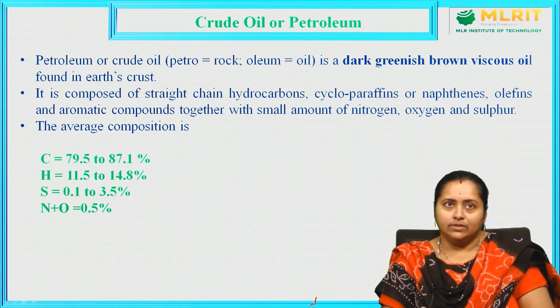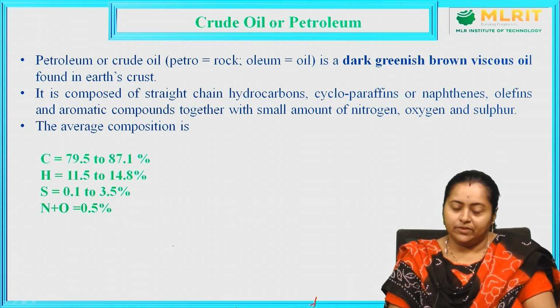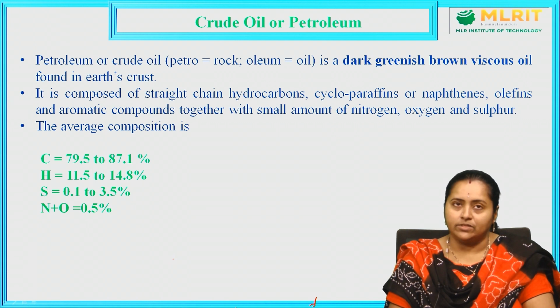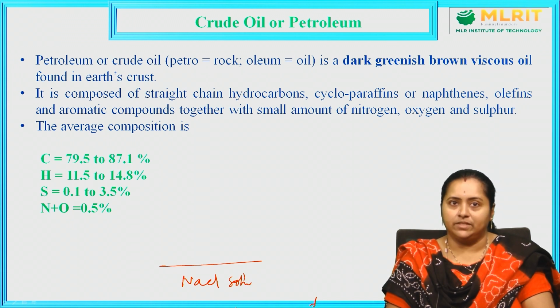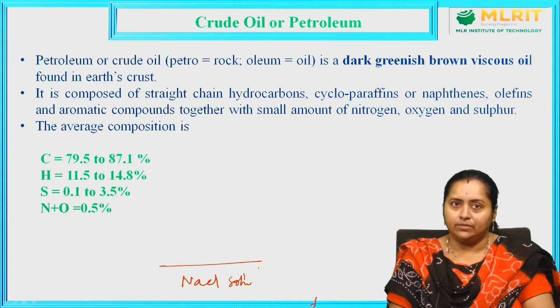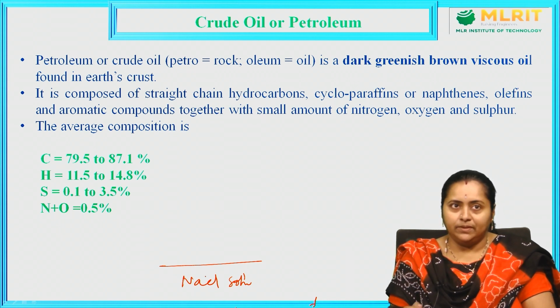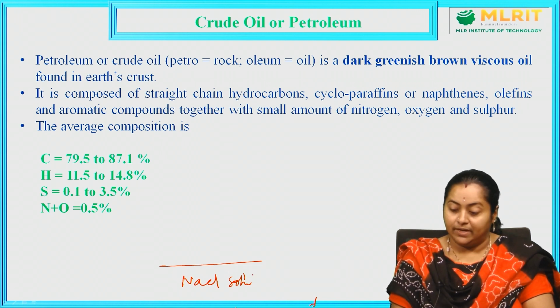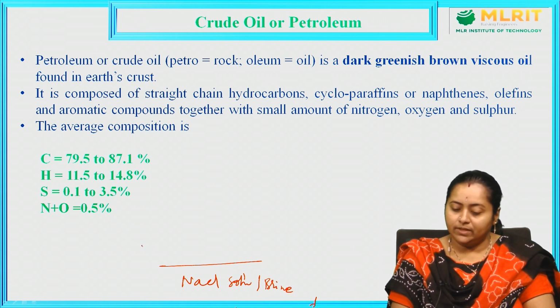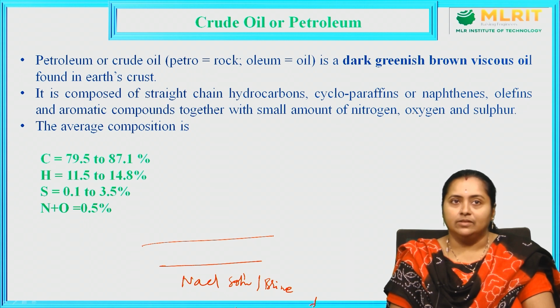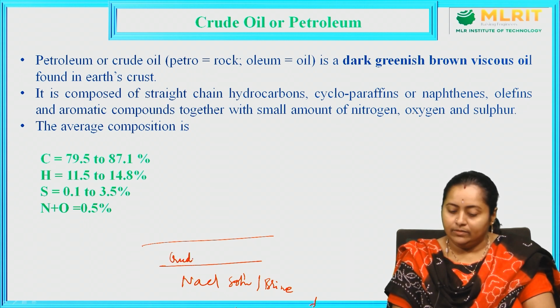If you consider the different layers of the earth's crust, the last layer will be a brine solution, that is, NaCl. If you come from deep in the earth's core, the last layer has only NaCl, or what we call brine solution. Upon that we can have this crude oil.